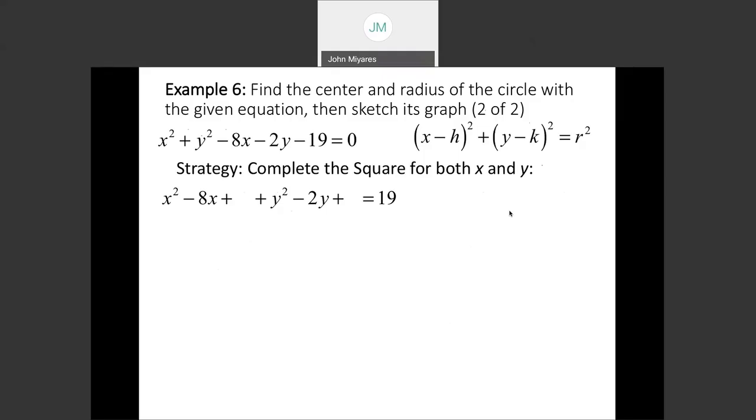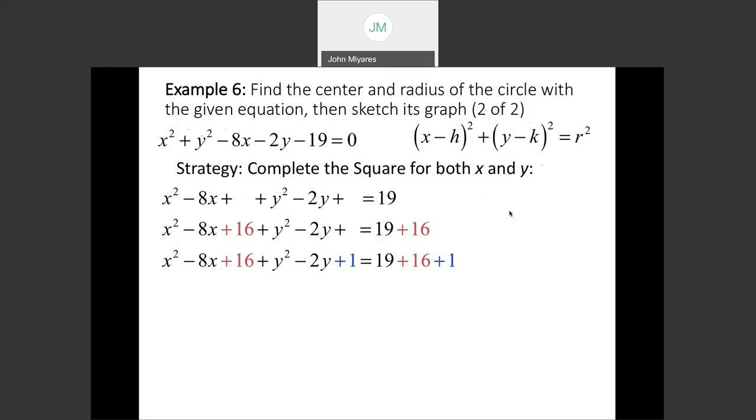Looking at the x terms, half of -8 is -4, and -4 squared is 16, so I'll add 16 on both sides. For the y's, half of -2 is -1, and -1 squared is 1, so I'll add 1 to both sides. On the right, we have 19 plus 16 plus 1, which is 36.